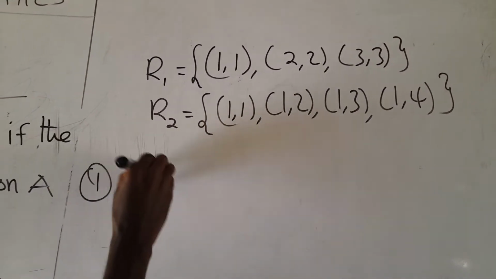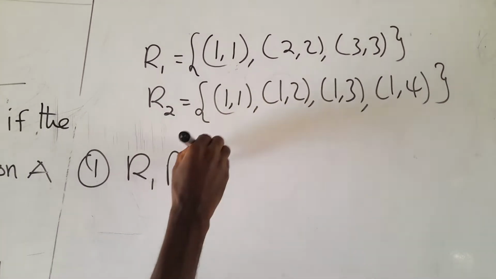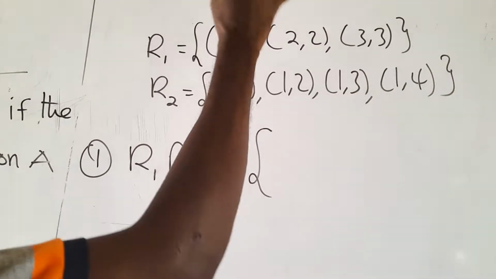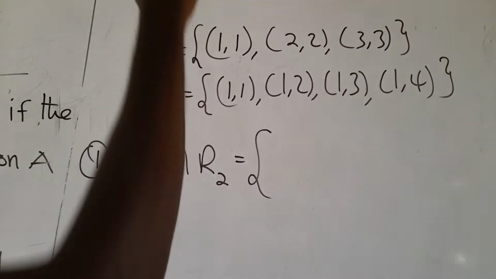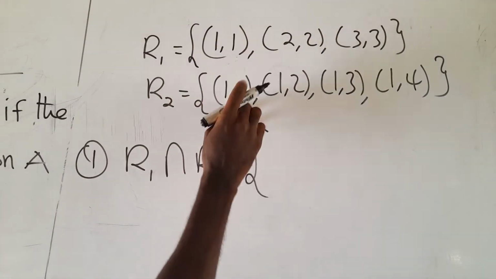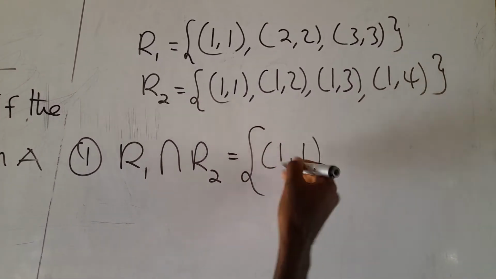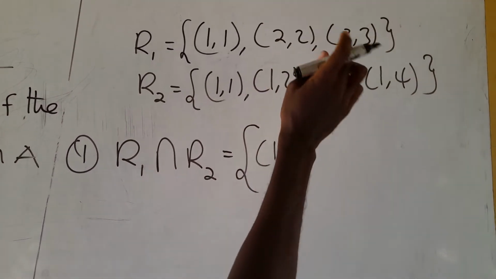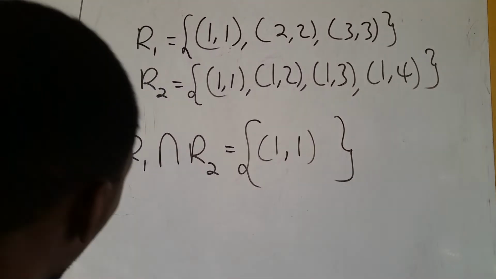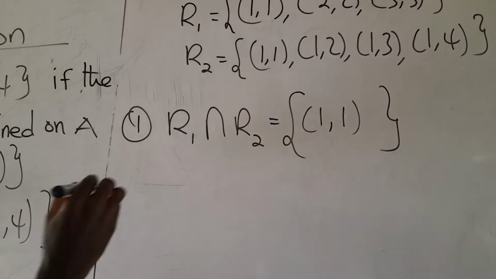The first one says R1 intersection R2. So R1 intersection R2 are the ordered pairs that are in R1 and at the same time in R2. So which pairs are those? We have (1,1) here, (1,1) here. We can write (1,1). Do you have any (2,2) here? (2,2) is not here. (3,3) here, (3,3) is not here. So this will just be R1 intersection R2.